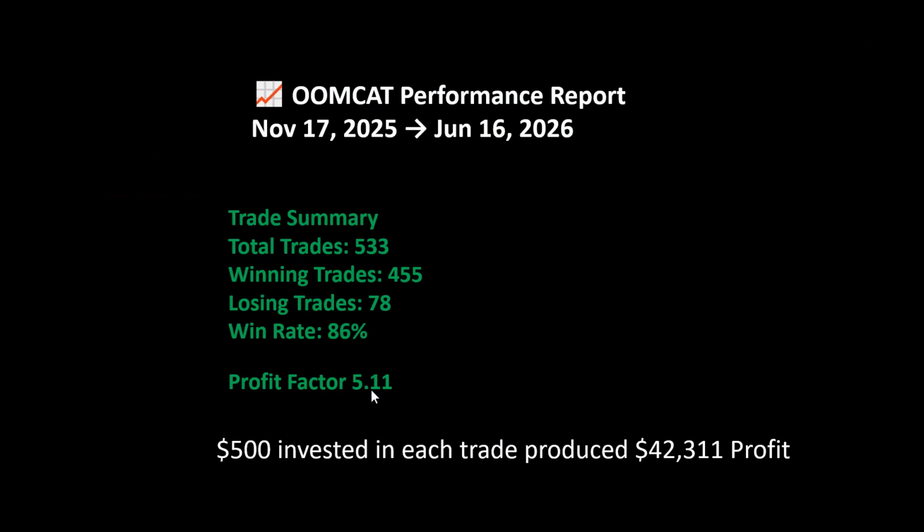This is extremely high. In this particular strategy, I was only putting $500 into a trade. And I could do that because generally speaking, I was using out of the money puts and out of the money calls, so they were relatively inexpensive. I probably had a couple that I had to spend more on because the option was like $6 or $7, but generally speaking, $500. And it produced a profit of $42,311 in that period of time. That's pretty good for $500 invested.